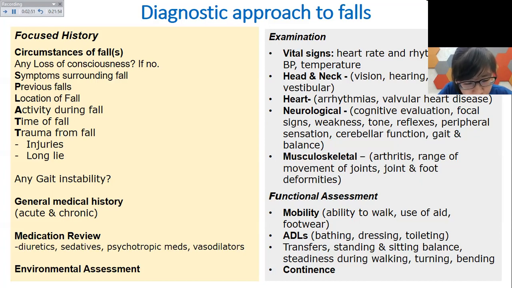Moving on to the examination findings, looking at the vital signs, the head and neck region, the vision, hearing, vestibular system, the heart, the neurological evaluation of the cognition, any focal deficits, tone, reflexes, signs of Parkinsonism, cerebellar function, and gait and balance. And also the musculoskeletal system, as earlier mentioned by Dr. Tan. And lastly, the functional assessment is just as important to assess for mobility, the ADLs, activities of daily living, and continence. So let's look a bit more into the functional mobility assessment tools.